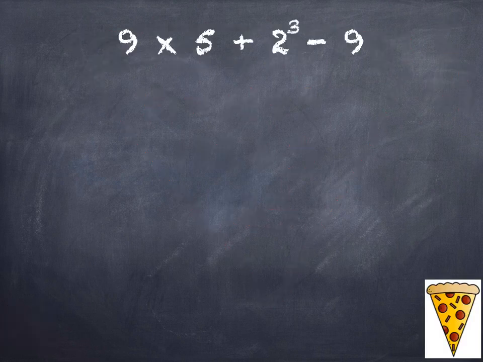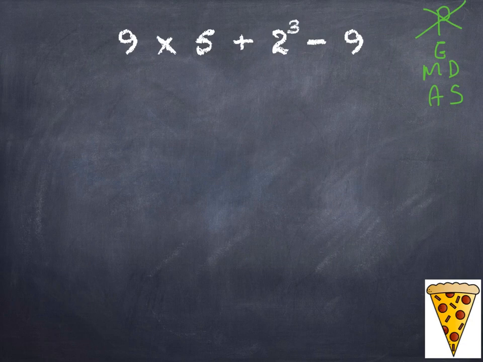So let's look at an example that's a bit more complicated. Here we have an exponent. So I will write out PEMDAS just as a reminder. And looking at my equation here, I don't have any parentheses. So next thing is exponents. I do have an exponent. I have 2 to the third. So I will evaluate that first.